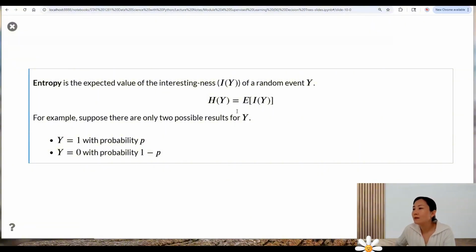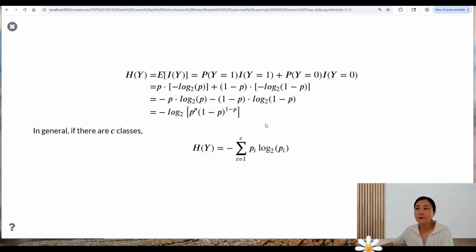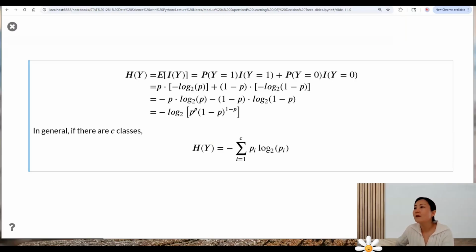For example, let's consider Y. Y is a random event. We use the abstract version. Y can be equal to 0 or 1 with probability P and 1 minus P respectively. Then let's calculate the entropy of Y. So E of I(Y), and the expected value of a random quantity is just a weighted average of the values that it can take, and the weights are the corresponding probabilities.